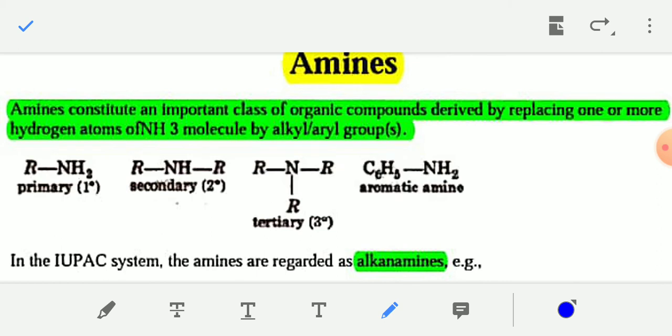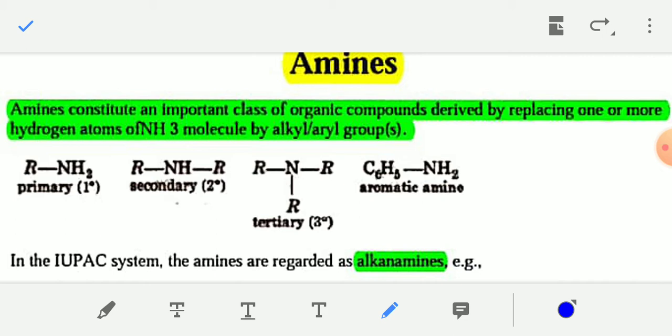And secondary amine, in secondary amine, two hydrogen atoms of ammonia are replaced by two alkyl groups, then it is known as secondary amine. That means in secondary amine the functional group is NH. In primary amine the group is NH2. In secondary amine the functional group is NH, and there are two alkyl groups. So secondary amines are prepared by replacing two hydrogen atoms from ammonia by two alkyl groups.